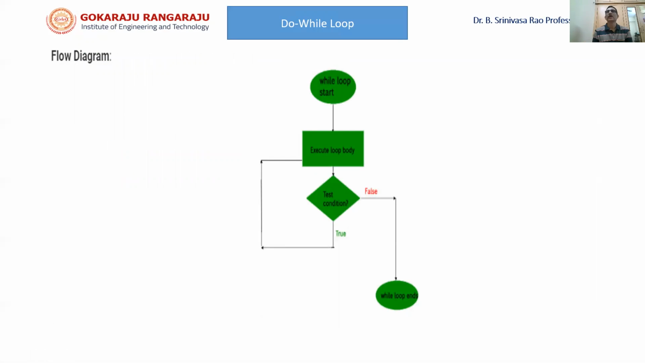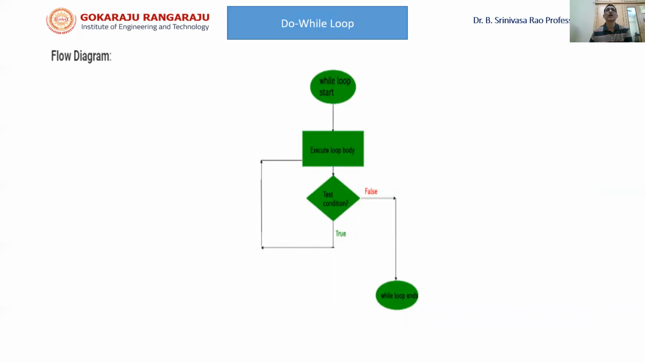Next one is the exit control loop. Why is it called an exit control loop? Here, at least once the body of the loop is executed first, and only then the condition is tested. If the condition is true, then again the body of the loop is executed, otherwise we come out of the loop. Compared to the previous one, the speciality of this loop is that without testing any condition, at least once the body of the loop is executed. In the other case, when the condition fails, we never execute the block.